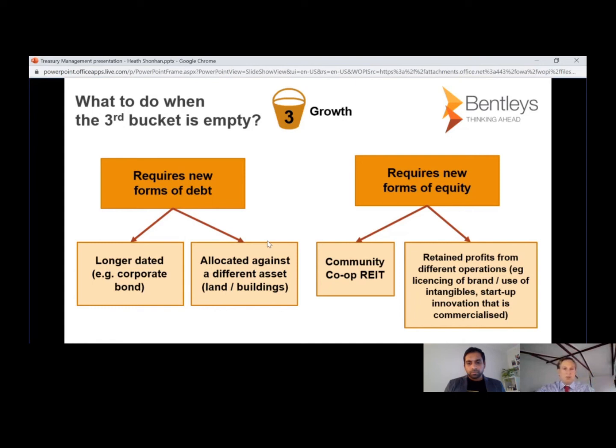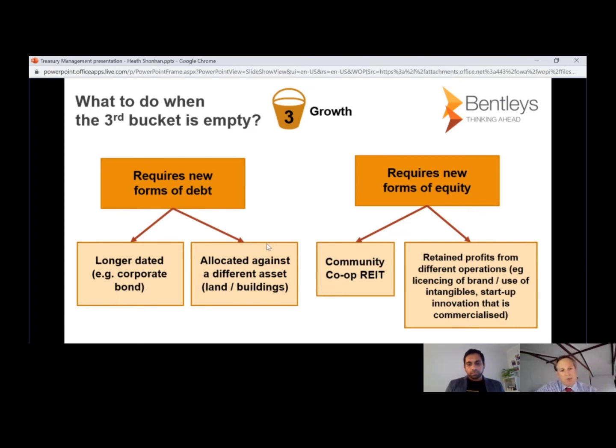Let's assume, because 50% of the sector is currently losing money at this point in time, that you've got an empty bucket after you've done this calculation. Your balance sheet really says that you've got 2 options. You can either get new forms of debt capital or get new forms of equity capital.